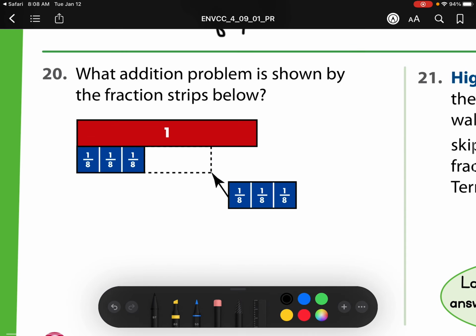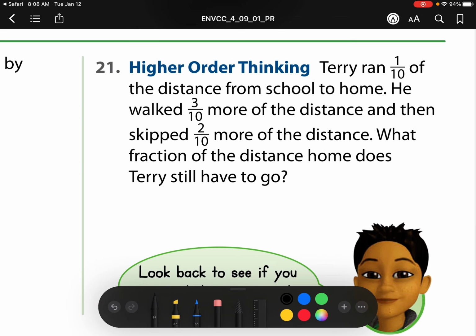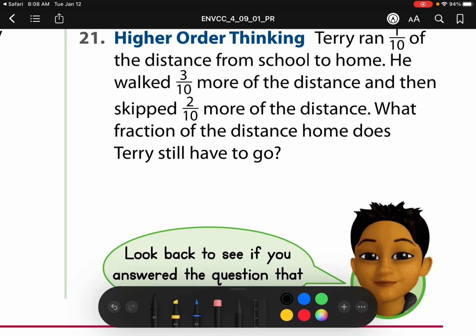Number 20, what addition problem is shown by the fraction strips below? Well, we have 3/8 here, and we're adding 3/8 right here. So that's our addition problem. And then what does it equal? It equals 6/8.